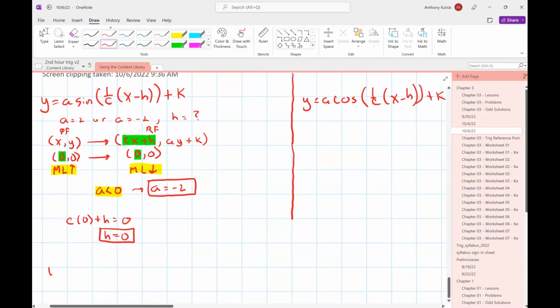So if I write out my answer, then I can say y equals negative sine of 1 over 2 x minus 0 plus 0.